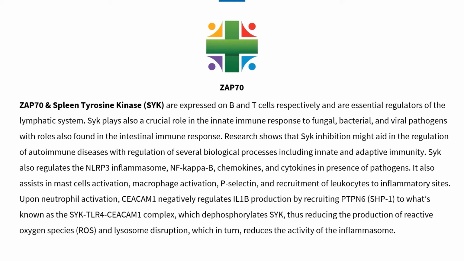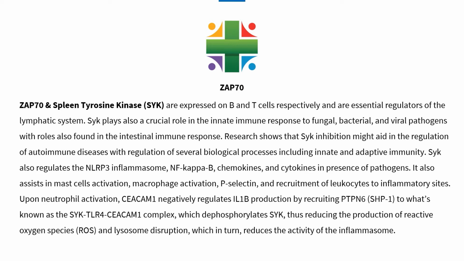Research shows that spleen tyrosine kinase inhibition might aid in the regulation of autoimmune diseases, with regulation of several biological processes, including innate and adaptive immunity. Spleen tyrosine kinase also regulates what's known as the NLRP3 inflammasome, which includes NF-kappa-B, that pro-inflammatory cytokine, other chemokines and cytokines in the presence of pathogens. It also assists in mast cell activation, macrophage activation, P-selectin, and recruitment of leukocytes to inflammatory sites.